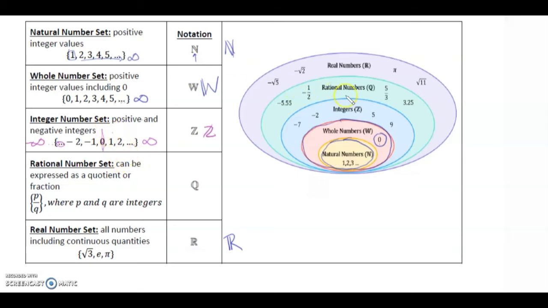So these are called the integers. The integers include these negative numbers as well. Integers include the whole number set. Integers also include the natural number set.